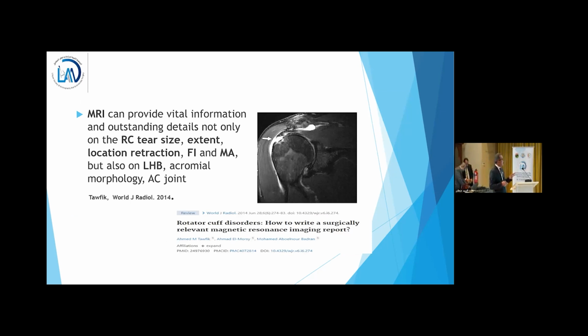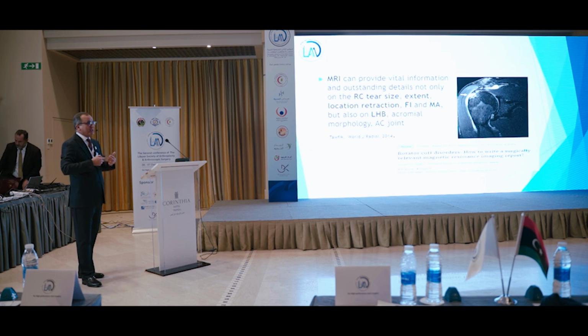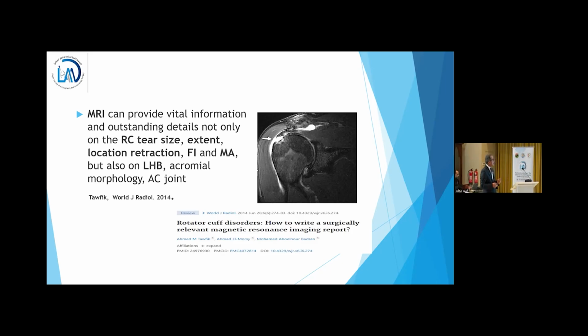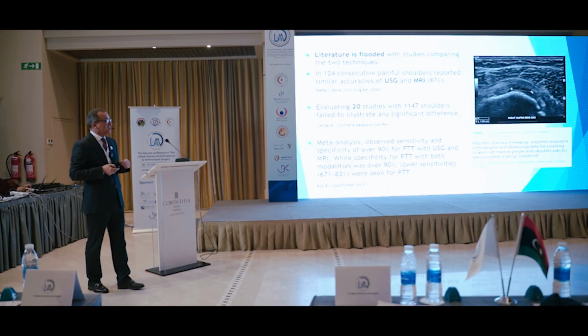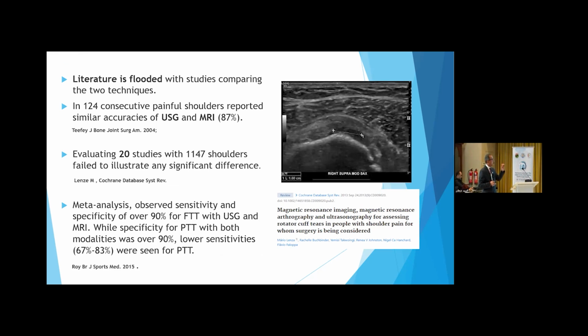MRI provides vital information and outstanding detail, not only on the rotator cuff tear and its exact location, but also on the long head of the biceps, the fatty degeneration, and the musculotendinous junction. Actually, the literature is flooded with studies comparing the two techniques. One study of 124 consecutive painful shoulders reported similar accuracy of ultrasound and MRI. An American evaluation of 20 studies with 1,147 shoulders failed to illustrate any significant difference.